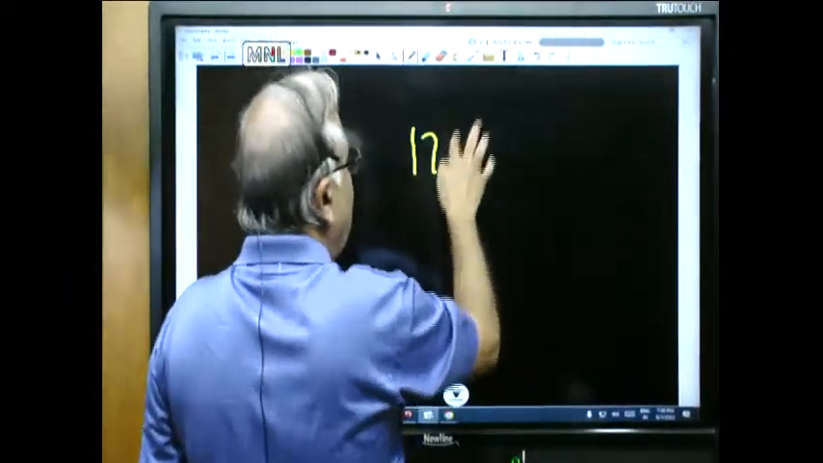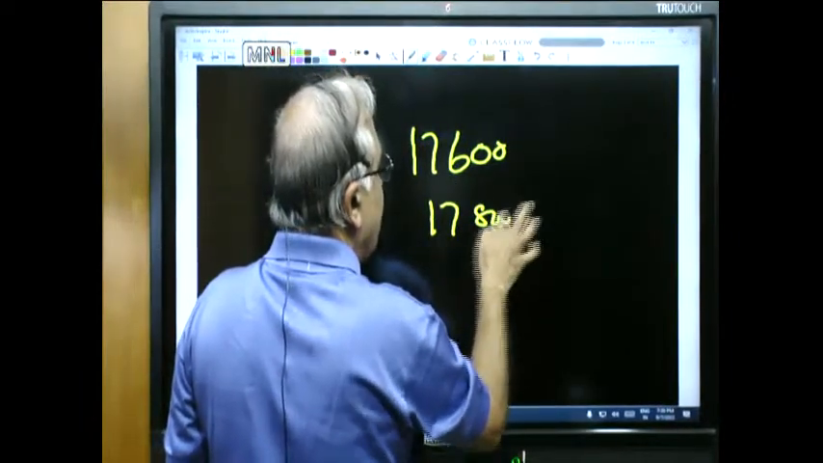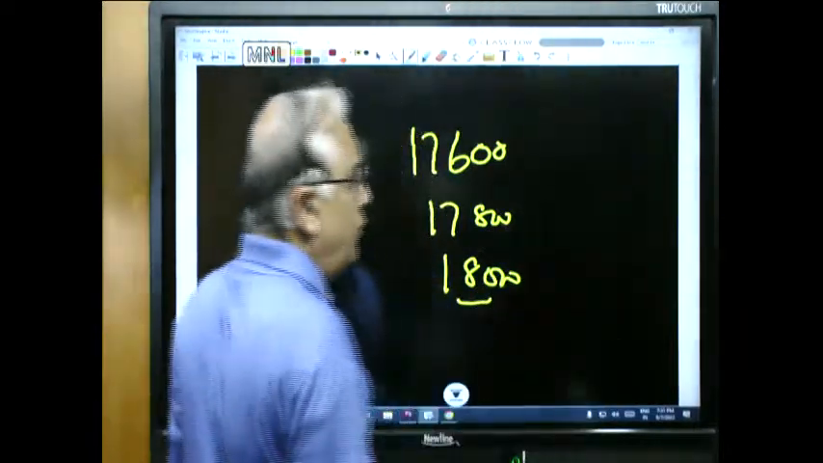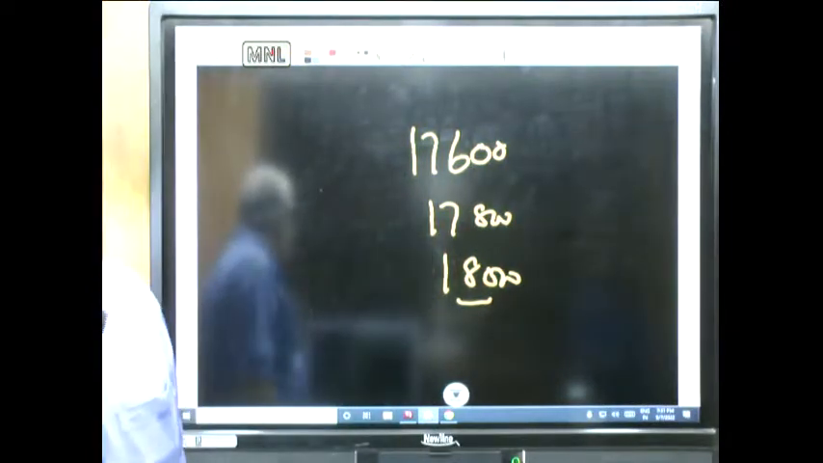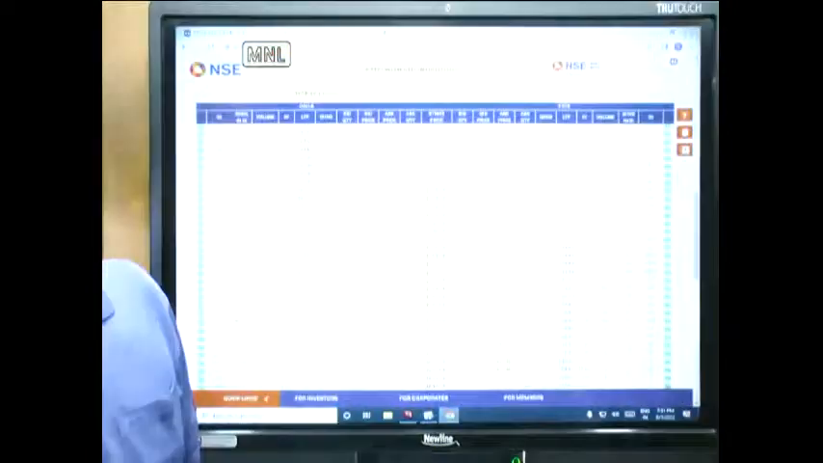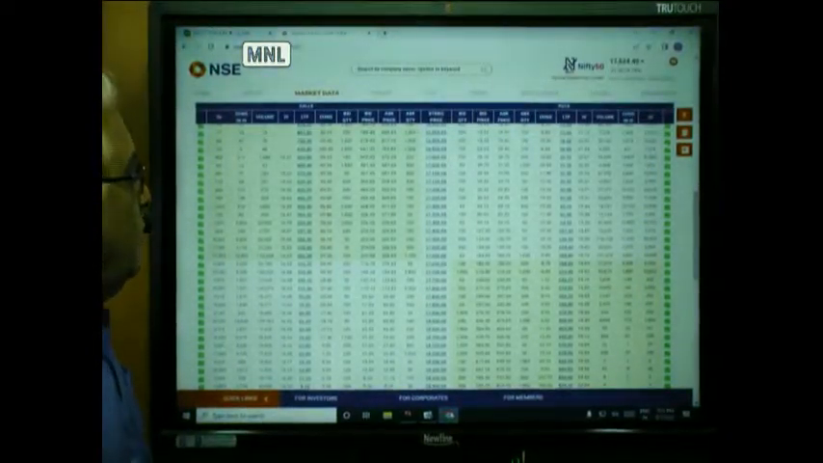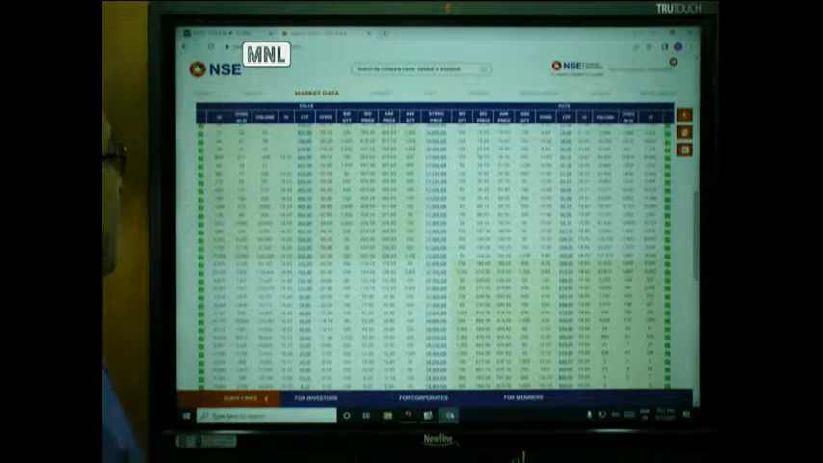So we look at 17.6, 17.8 and 18,000, because right now it is at 17,600, so we expect it to be around this 18,000 maximum, let us say. So 17.6, 17.8 and 18, we look at this 1:1. 17.6 is 202, 17.8 is 111, right? So 202 and 111.